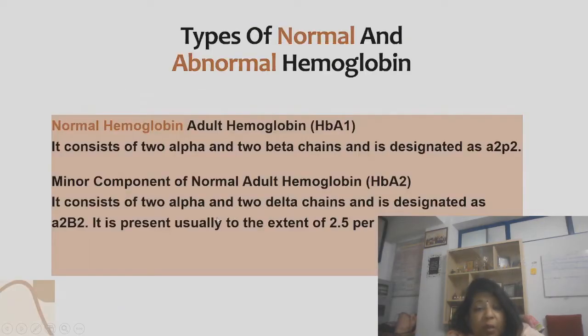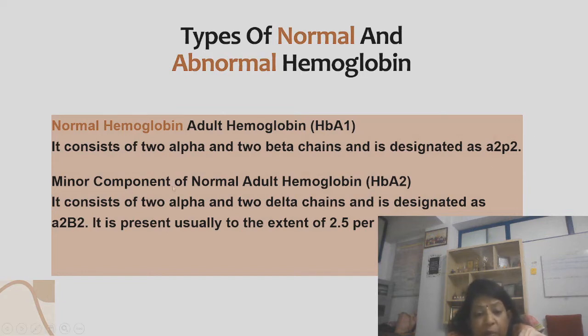Now we come to normal and abnormal hemoglobin. Normal hemoglobin is called HbA1, adult hemoglobin. It consists of 2 alpha and 2 beta chains and is designated as alpha 2 beta 2.